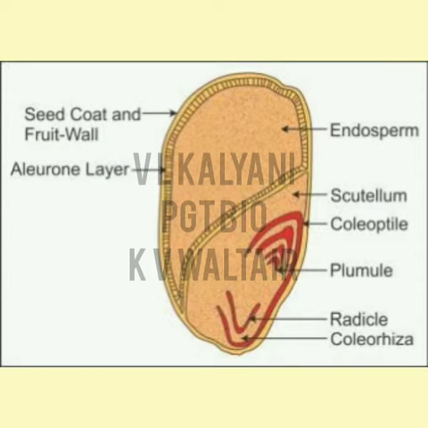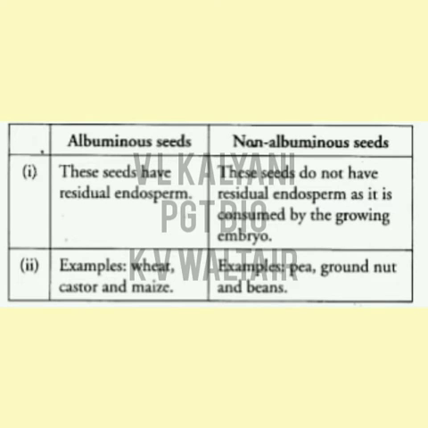Now, the embryo inside the seed is developing because of the stored food inside the seed. This stored food we are calling endosperm. And the endosperm may still be persisting or it may be exhausted during the development of embryo. So based on this presence or absence, the seeds are classified into two types. One is albuminous seed and the other is non-albuminous seed.